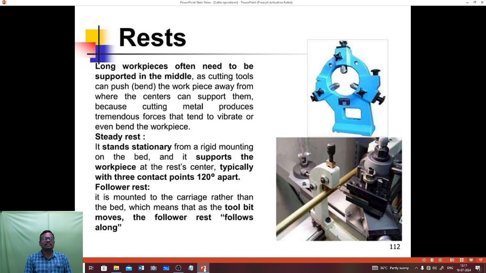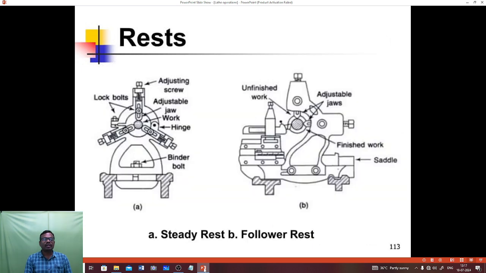Then rests. Long workpieces often need to be supported in the lathe. Cutting tools can push the workpiece away from where the centers can support them, because cutting metal produces tremendous forces that tend to vibrate or even bend the workpiece. Steady rest and follow rest are shown in the figure. In steady rest, lock bolt, adjusting jaw, work hinge and binder bolt are some of the parts.